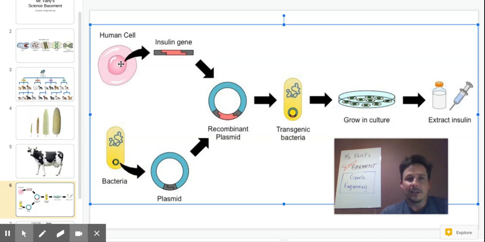Let's take a peek. What they do is take the gene for making insulin out of a healthy human cell. They can actually go into the DNA, use a cool chemical called a restriction enzyme, and snip out or cut only the gene for insulin out, and then isolate it by itself. Now, that gene by itself is not going to do any good. You have to put it into something that can make insulin.